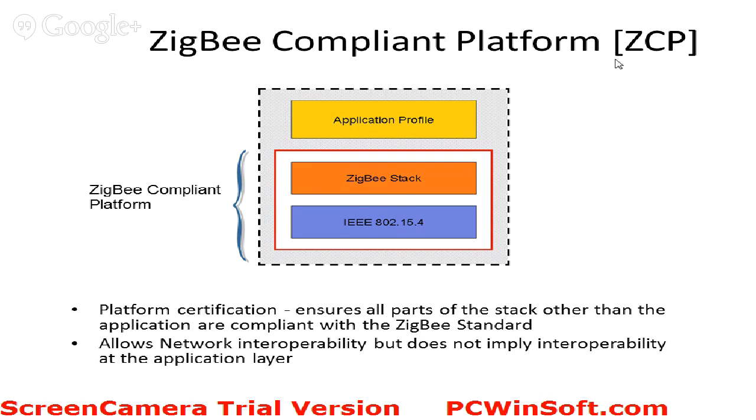The platform certification, which is done by the ZigBee Alliance, ensures that all parts of the stack other than the application are compliant with the ZigBee standard. Allows network interoperability but does not imply interoperability at the application level. The network will be interoperable, but in a ZigBee compliant product it is not necessary that your applications will be interoperable with each other, because application profile is not certified by the ZigBee Alliance.